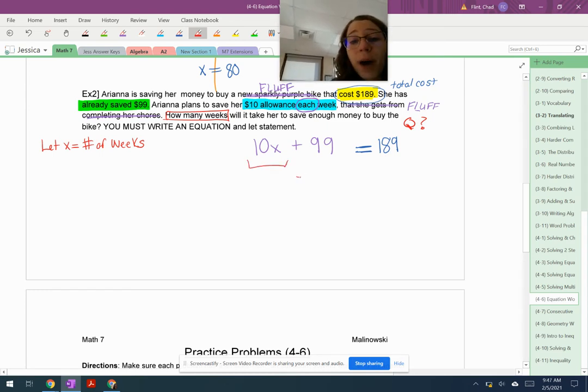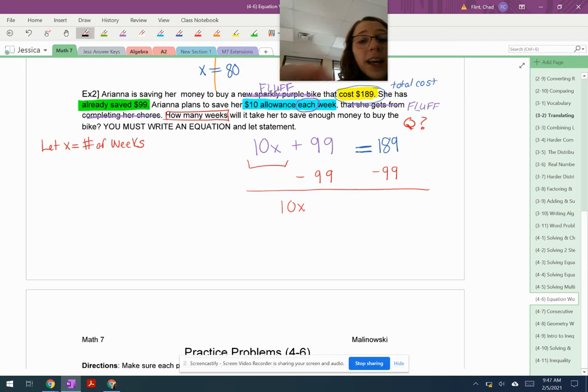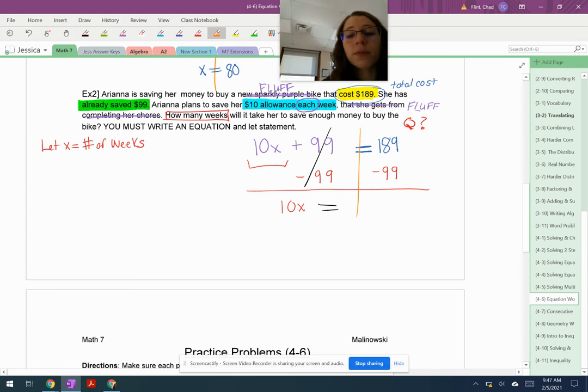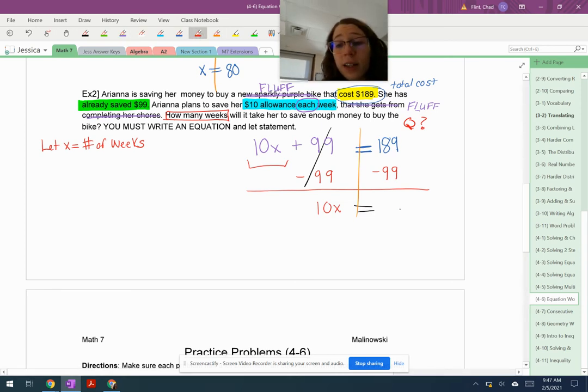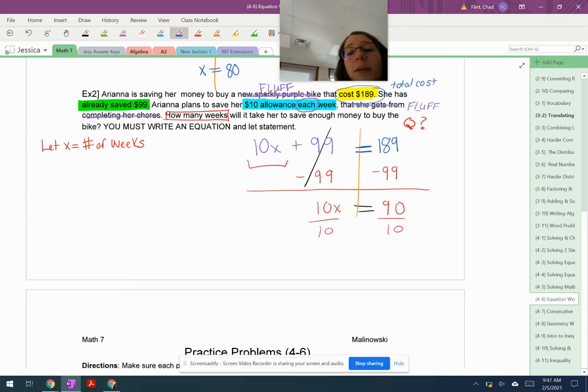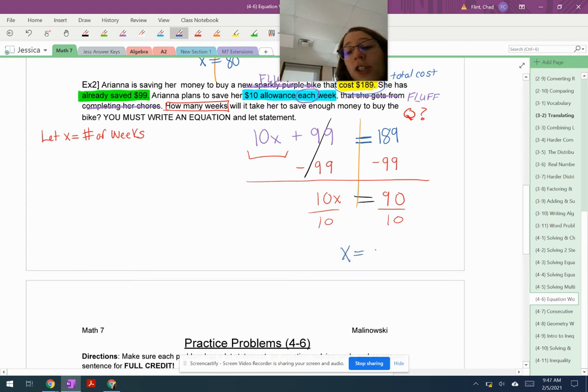Get the X term by itself first by dealing with that positive or plus 99. The opposite of a positive or plus 99 is minus or subtract 99. My equal sign got switched. And 189 minus 99 gives me $90. Last but not least, that 10 is being multiplied by X. The opposite of multiplication is division, and X ends up being equal to 9.